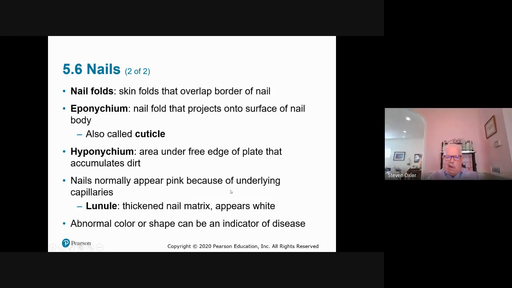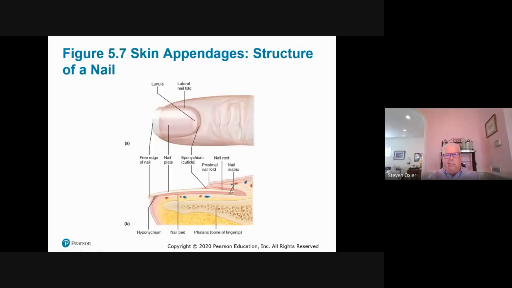And I will show you what we're talking about. Okay? I want you to know lunule, the white part of the nail matrix. I want you to know the eponychium, the cuticle. I want you to know the free edge of the nail. And I want you to know the hyponychium. Hypo means below the eponychium. This is the area that contains dirt. Okay, and here's the nail bed right here. So that's what I want you to know about the nail.